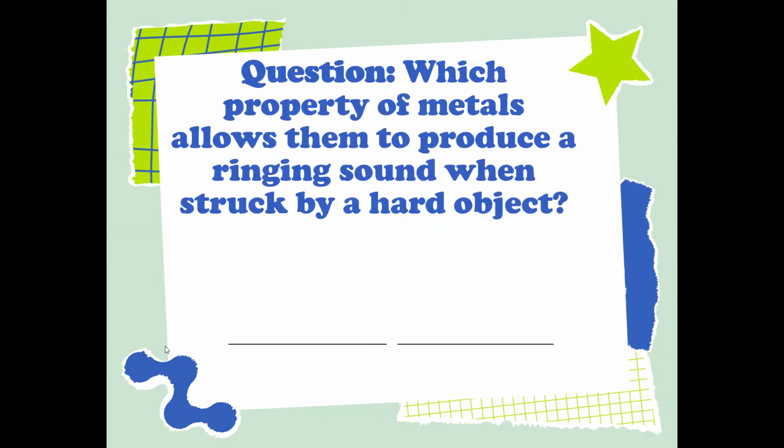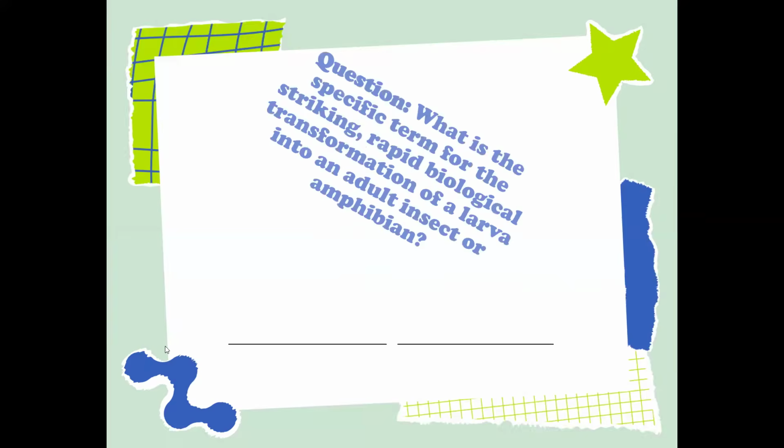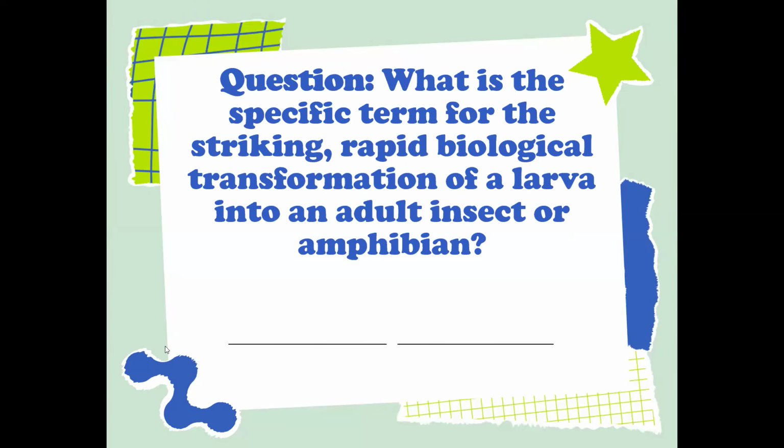Which property of metals allows them to produce a ringing sound when struck by a hard object? Sonority. Okay. Next, what is the specific term for the striking rapid biological transformation of a larva into an adult insect or amphibian? And the answer is metamorphosis. Okay.